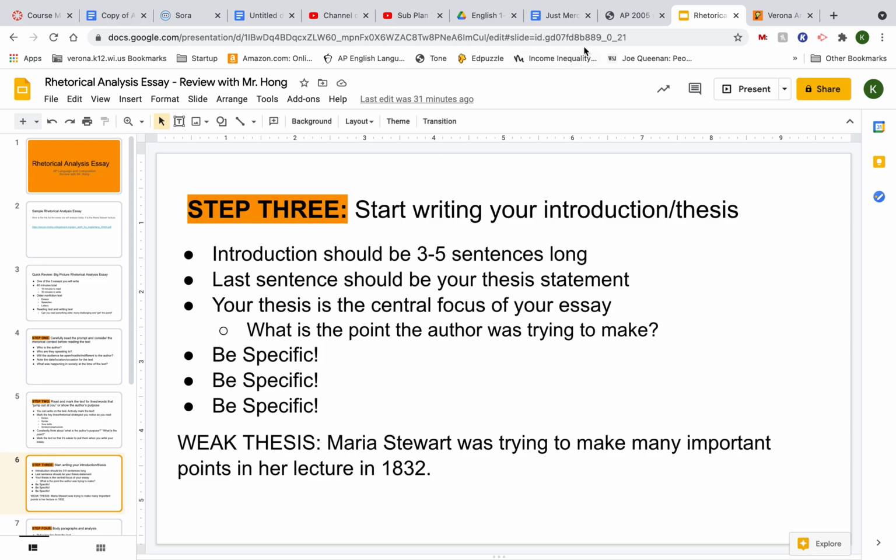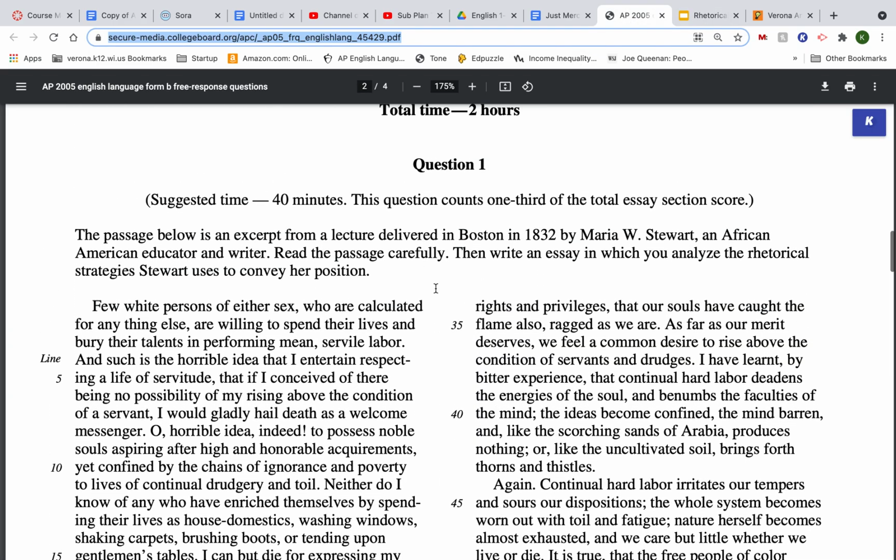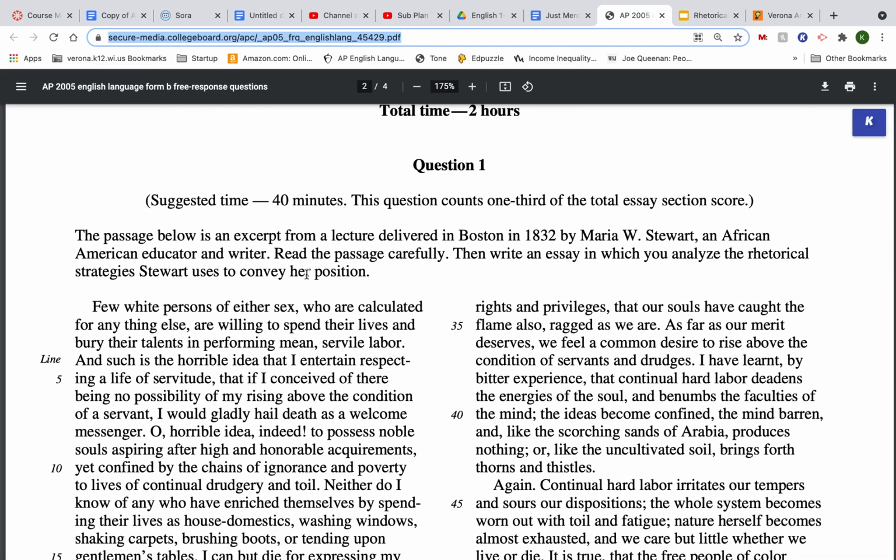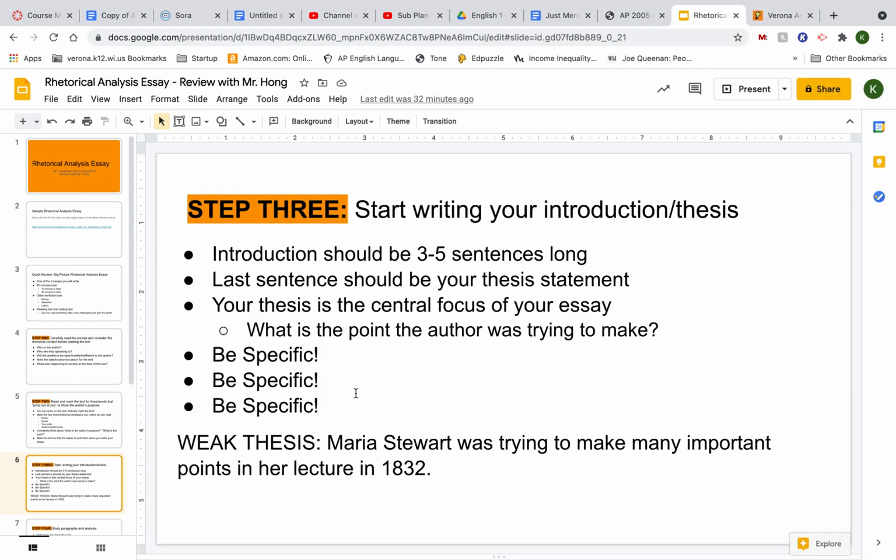Now, don't forget, they give you what your focus should be. In other words, what is her position? Okay, so what is Maria Stewart's position that she's trying to make? So you have to clearly state that, all right? And I wrote be specific 3 times because the biggest problem I see are weak thesis statements.